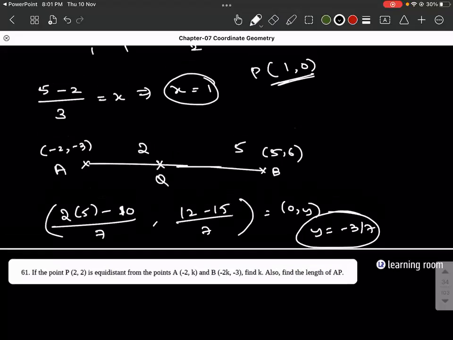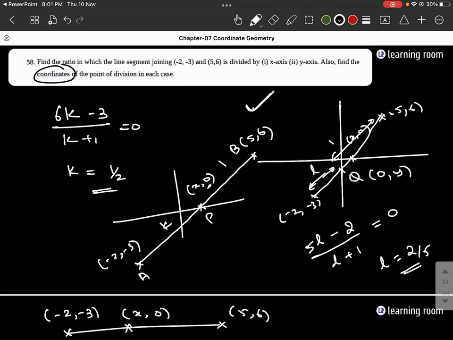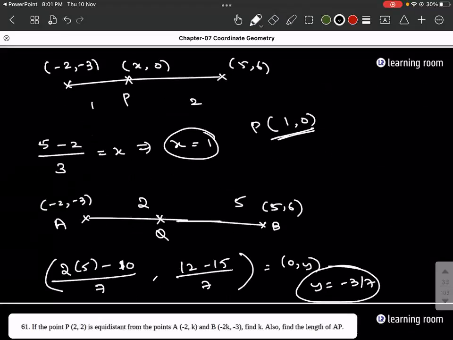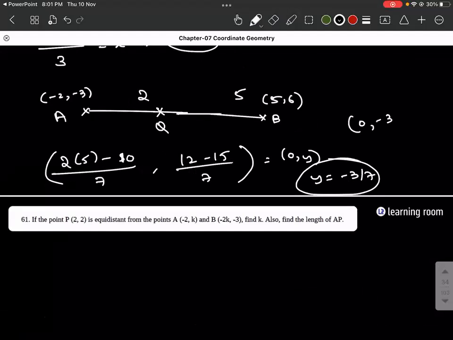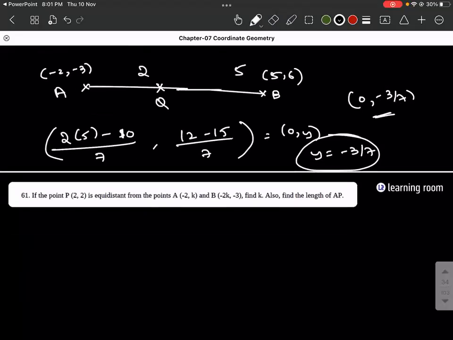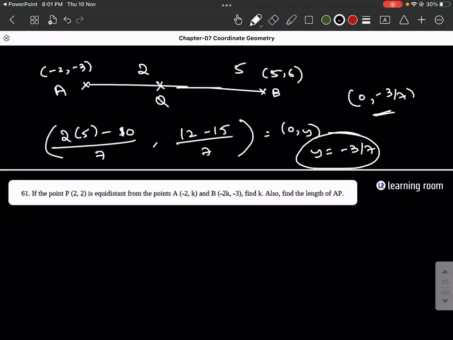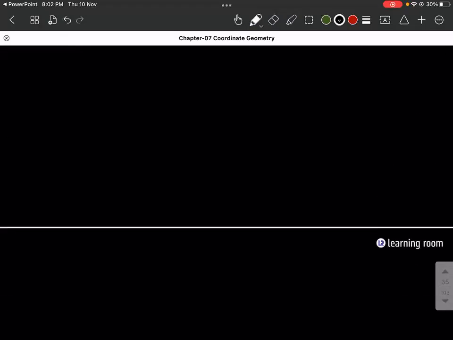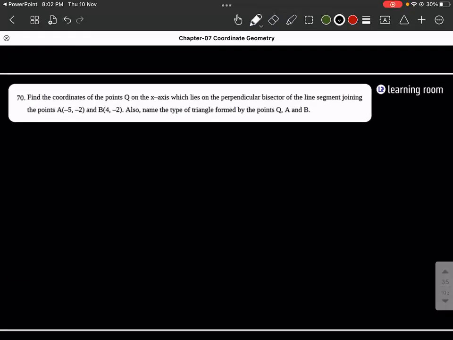That is why, if you see, the point is below the x-axis. That is why you are getting (0, minus 3 by 7). The diagram is also supporting us. Understand that logic? Yes or no? Yes. Good. So they cannot ask you tougher than this. Okay.